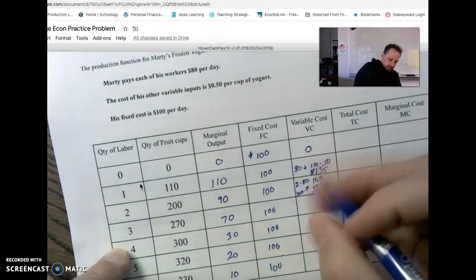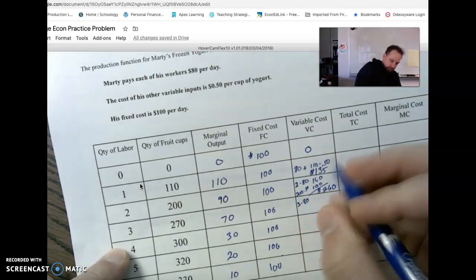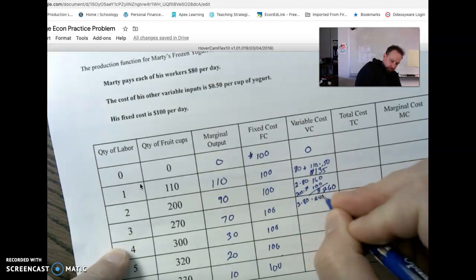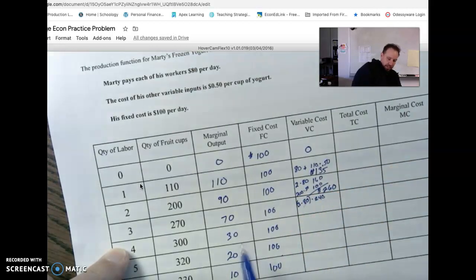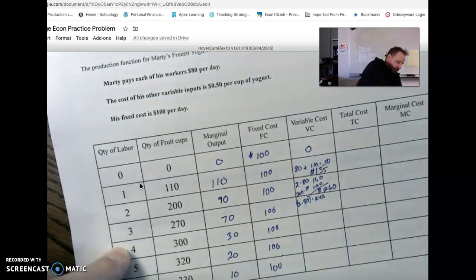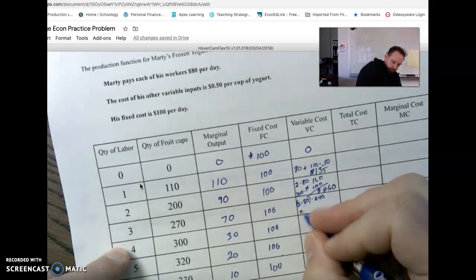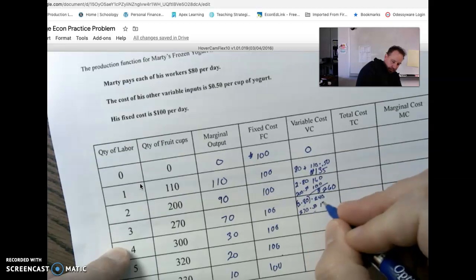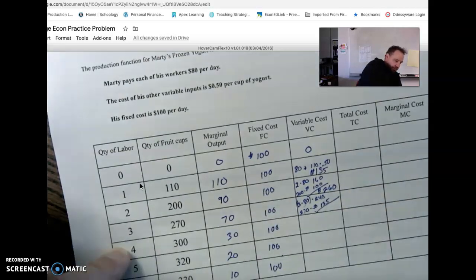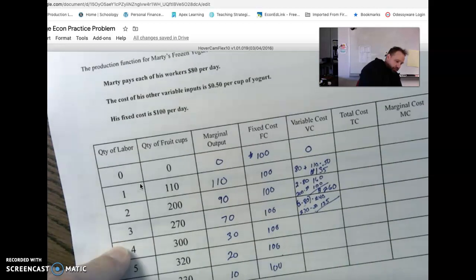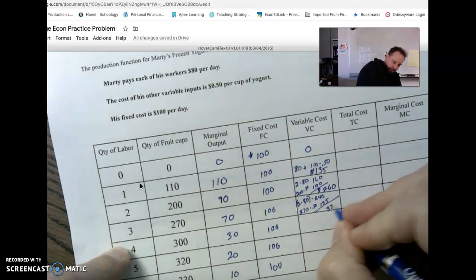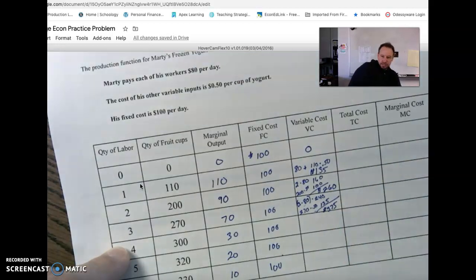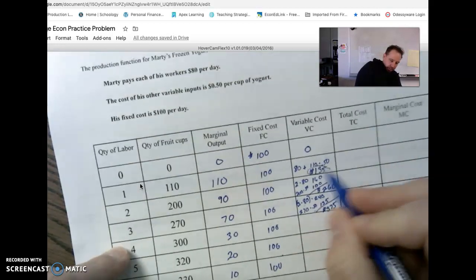So here in 3, we take 3 times 80, which is 240. We add that to our 270 times 0.5, so that's 135. So 270 times 0.50 gives me 135. So 240 plus 135 is 375. So that's our 3 variable costs, and we could go and figure them all out.